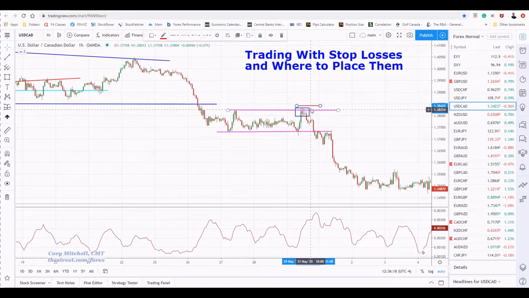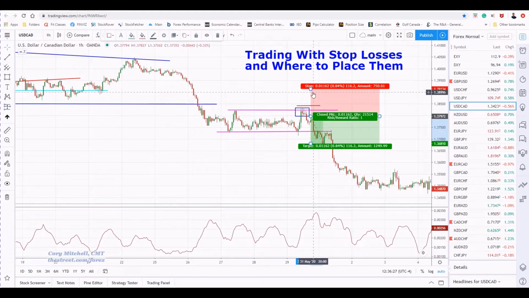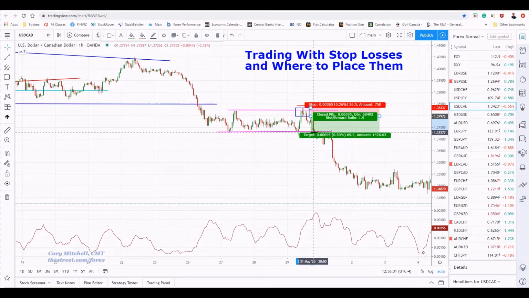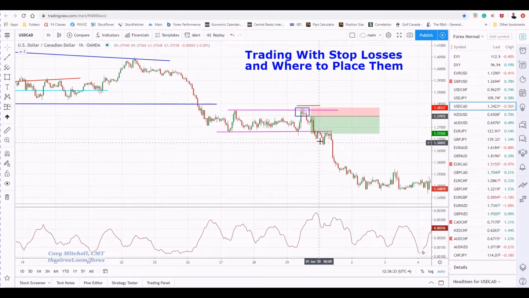So if you just took this tiny area, even if you got it at the bottom here, you probably would have made about 2 to 1 on your position, meaning you make twice as much as you risk. So if you got it right here, you'd have made 2 to 1. You're risking, and this can be any dollar amount you want in Forex.